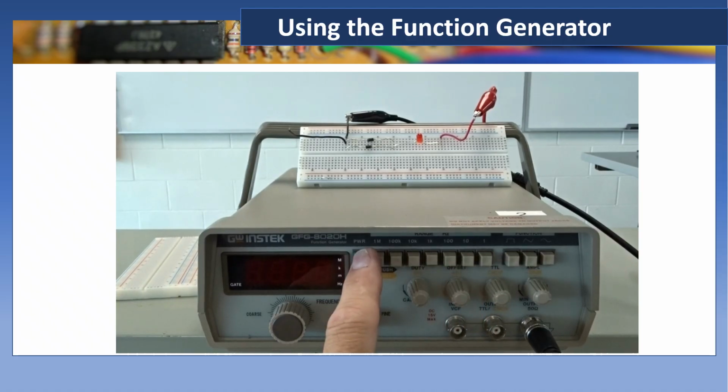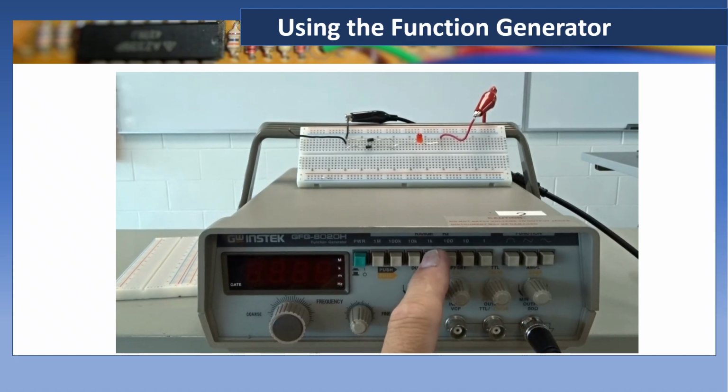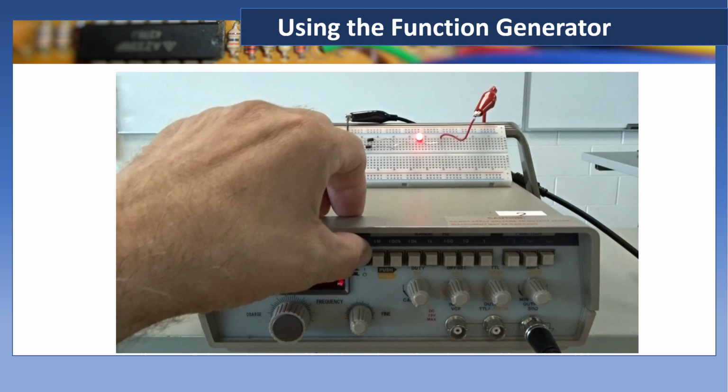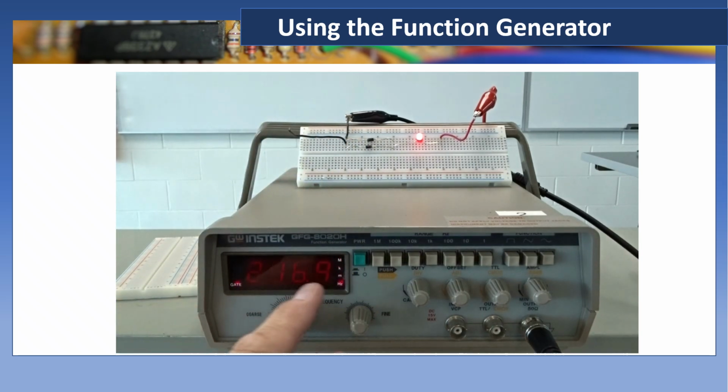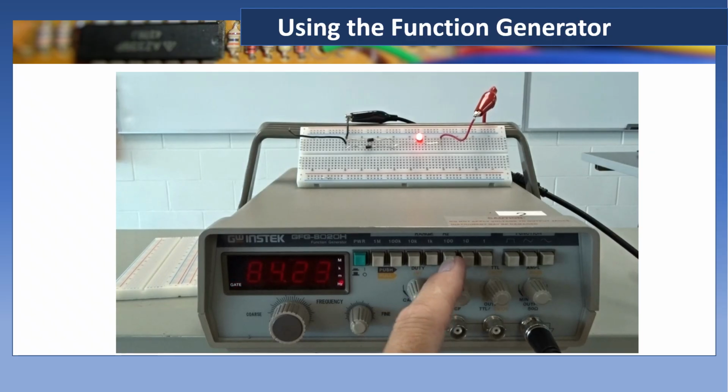So these are the frequencies we have. These are the waveforms we have over here. We have sine wave, triangle wave, and a square wave. So we're going to set it to sine wave. We're going to set it to 1, and we're going to turn this on. And right now it's putting out about 216 hertz. So we're going to drop that down, and if we can't get it to a suitable amount, we can then lower it to 100 hertz.